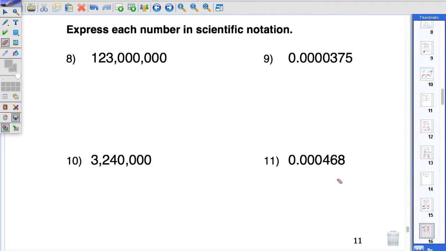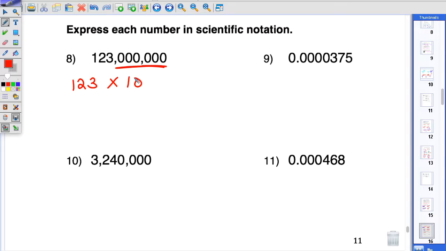Express each number in scientific notation. So the next 4 examples have our numbers written in standard form, and we're going to turn them into scientific notation. The first says 123 million. We want to take this number and turn it into scientific notation. We want to eliminate all the zeros so it's easier to read. So remember, we want to eliminate the zeros. It's a number between 0 and 10 and a power of 10. So take your numbers that are written before the zeros, rewrite them, and multiply by a power of 10.